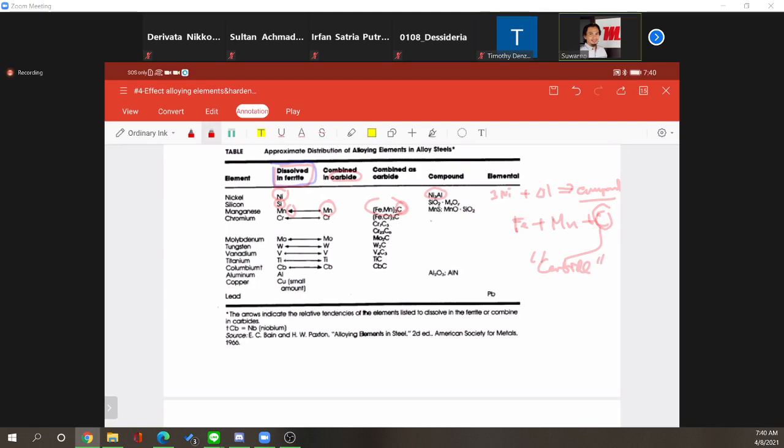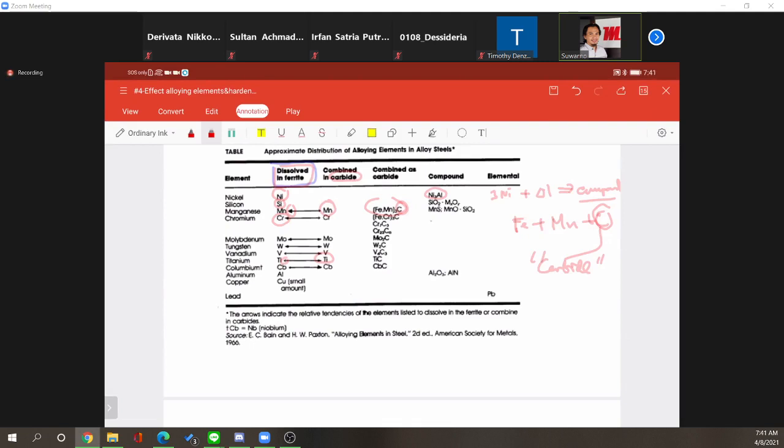Then it is also similar with the others, for example chromium. See, chromium tends to dissolve. However, if there is too much, there will also be formation of carbide. Molybdenum, tungsten, vanadium, titanium. See that for titanium the arrow is going there rather than here. So basically, if you add titanium, it prefers to make a carbide rather than dissolve.